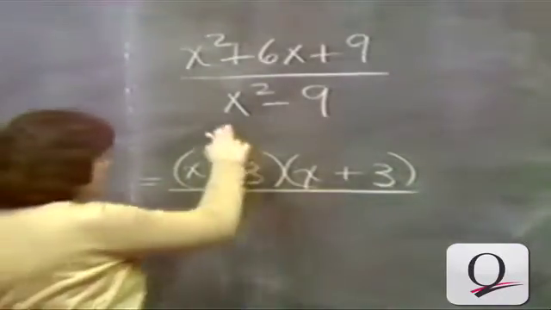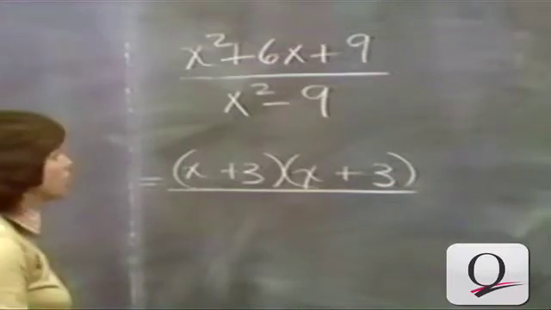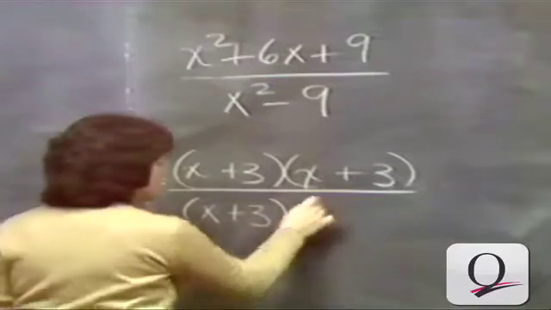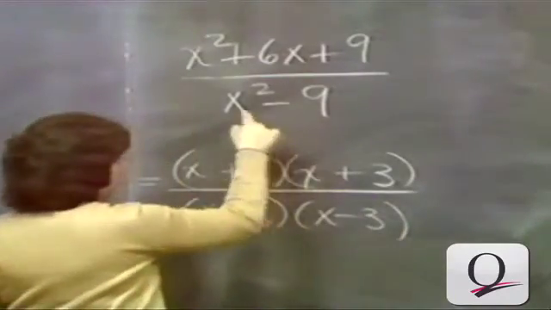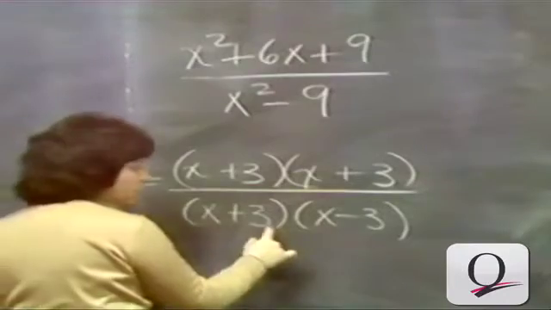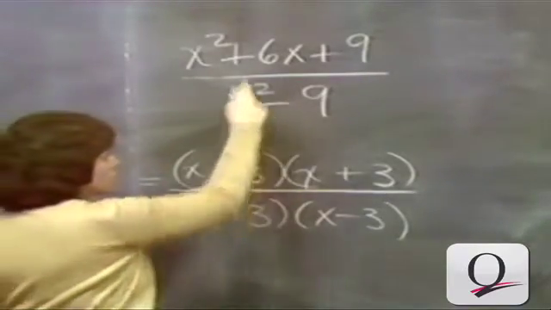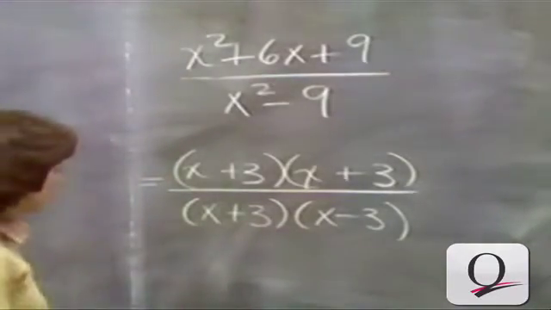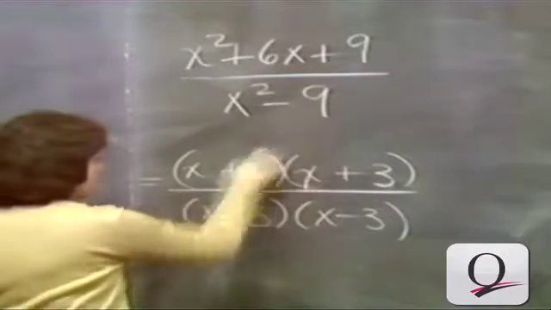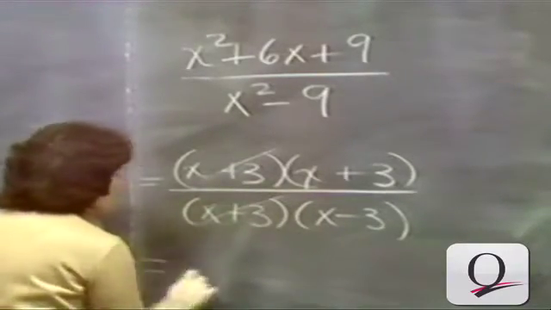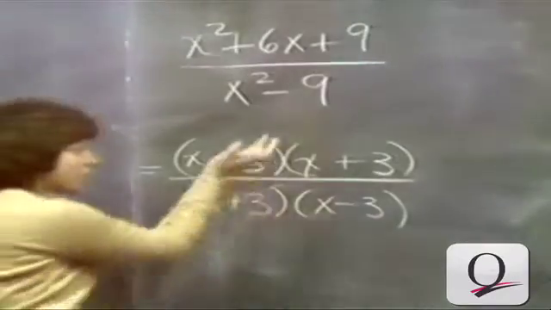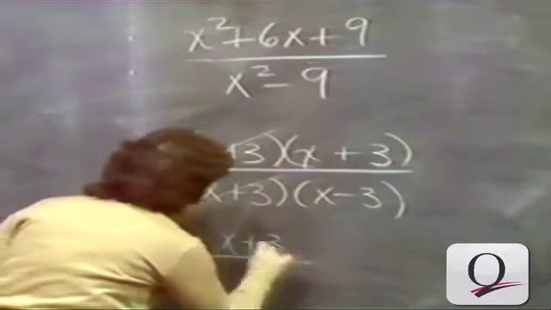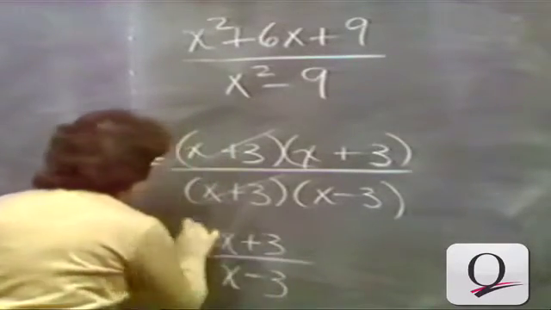In the denominator, we notice we have the difference of two squares, x squared minus 3 squared. And this can be written as x plus 3 times x minus 3. It's like a squared minus b squared is a plus b times a minus b. This is x squared minus 3 squared, so it can be written as x plus 3 times x minus 3. And here we notice that x plus 3 is a factor in both the numerator and the denominator. We can cancel the x plus 3's. That is, divide numerator and denominator by x plus 3, giving us a final answer of x plus 3 over x minus 3.